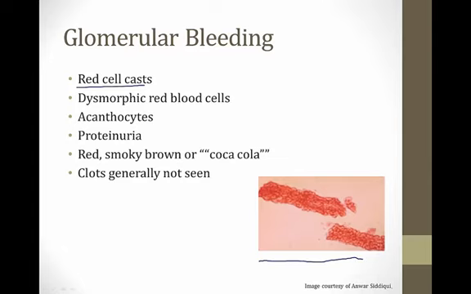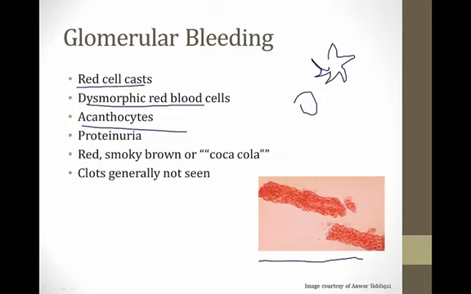Other things you may see are dysmorphic red blood cells. These are red blood cells that have an abnormal shape, and just like the mechanism of casts, this happens because you're squeezing them through the filtration barrier and the nephron. You can also see acanthocytes. These are red blood cells that have a spiked cell membrane, so instead of being a nice circle, they have a spiky cell membrane looking something like this.